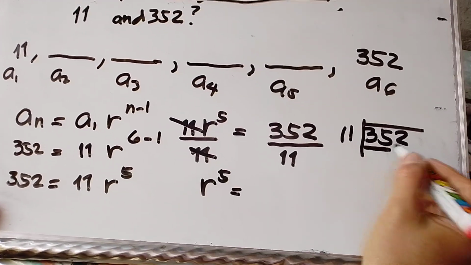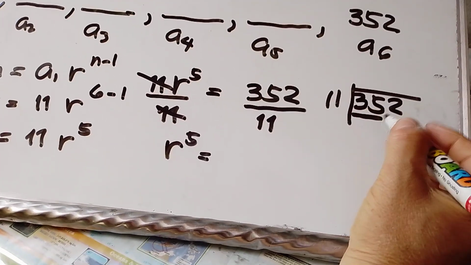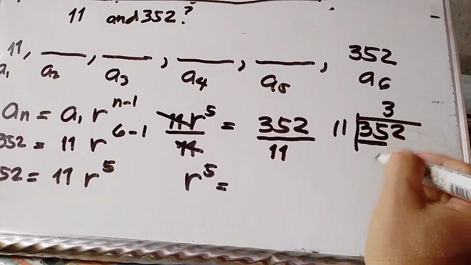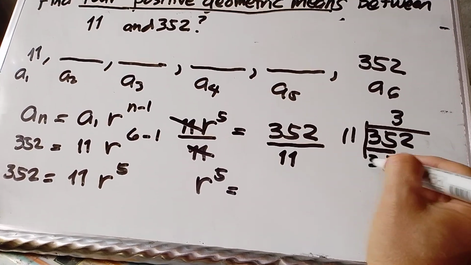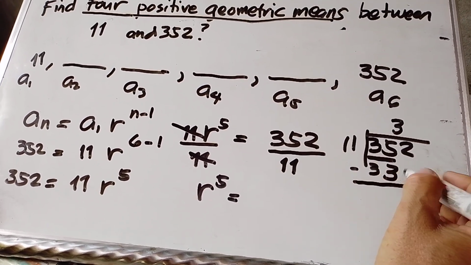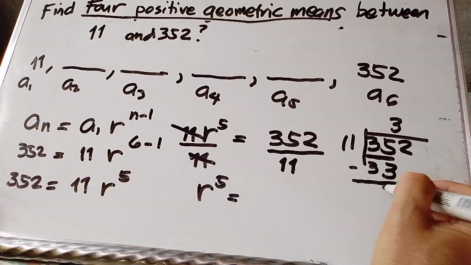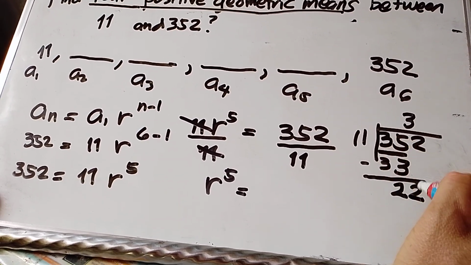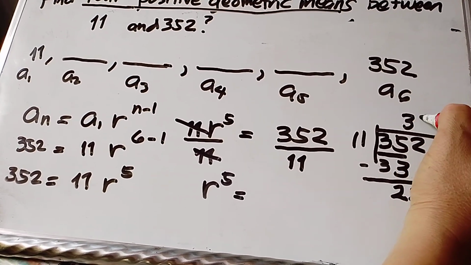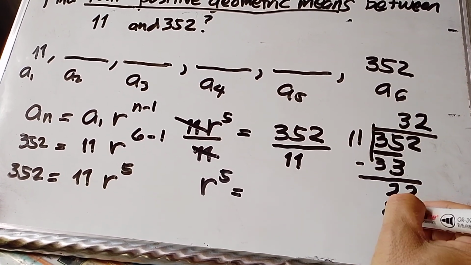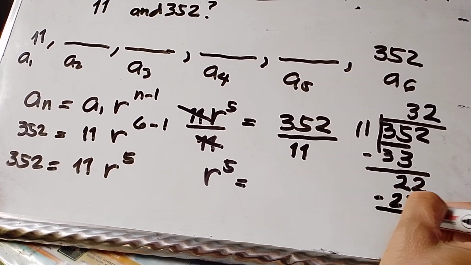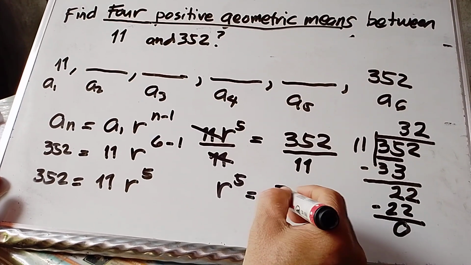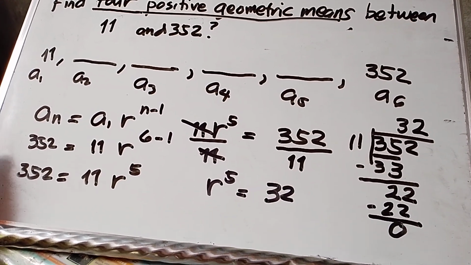So r to the 5th is equal to, what is 352 divided by 11? Estimate how many 11s are there in 35. I think 3. Then multiply, 3 times 11 is 33. So 35 take away 33, this is 2. Then bring down 2. How many 11s are there in 22? There are 2, and then multiply, that will be 22. Subtract 22 minus 22, that will be 0. So I have here r to the 5th is 32.